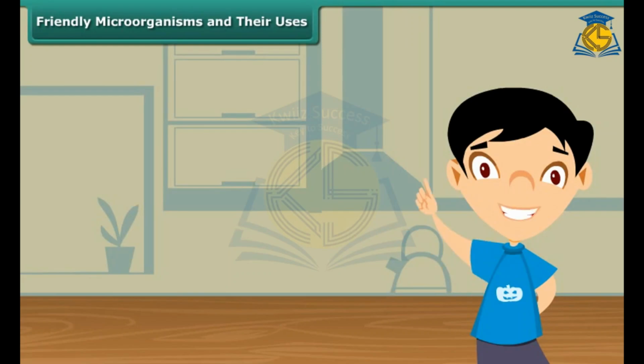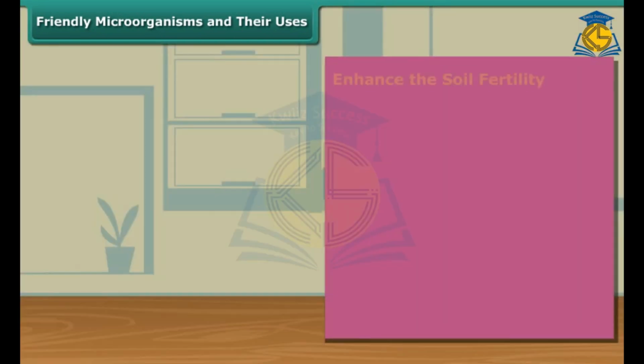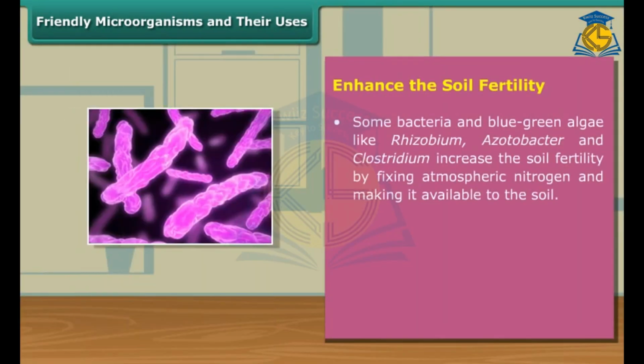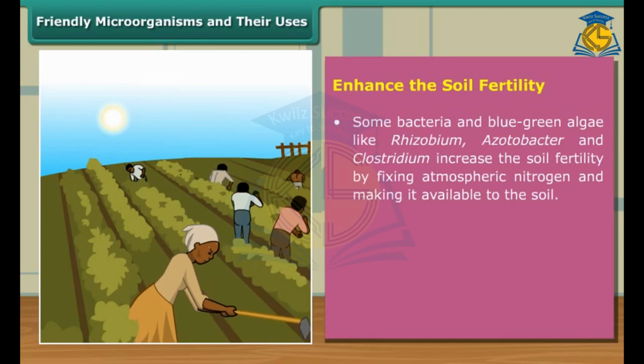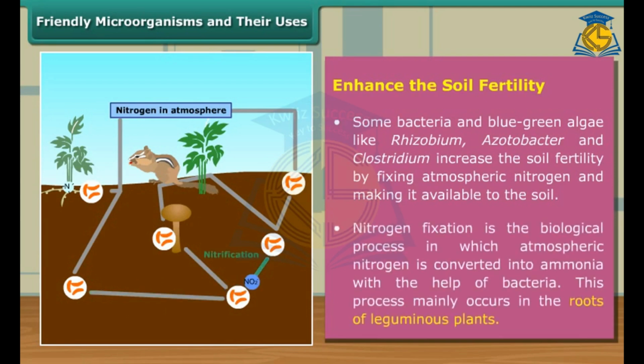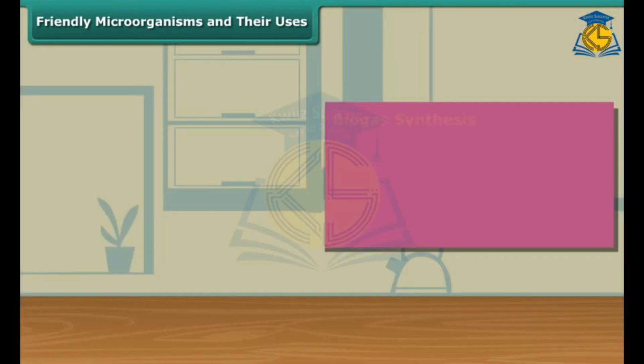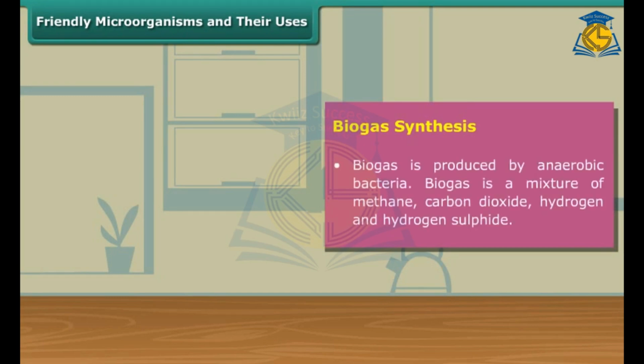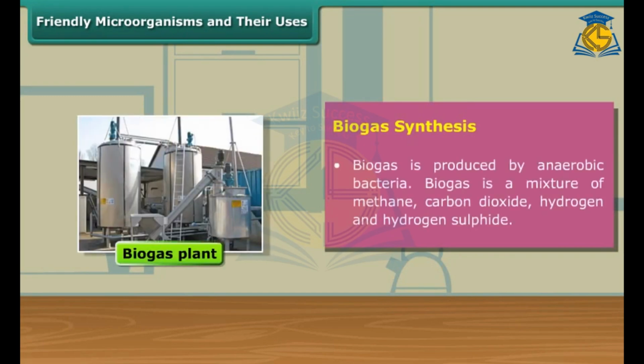Now let me tell you what other benefits are provided by useful microorganisms. Some bacteria and blue-green algae increase the soil fertility by the atmospheric nitrogen fixation process. Nitrogen fixation is the biological process in which atmospheric nitrogen is converted into ammonia. There are other friendly anaerobic bacteria that are used in the synthesis of biogas. Biogas is a mixture of methane, carbon dioxide, hydrogen, and hydrogen sulfide.